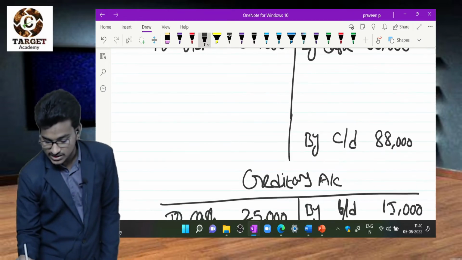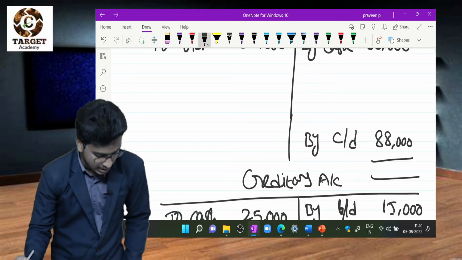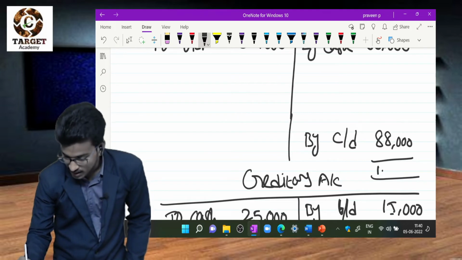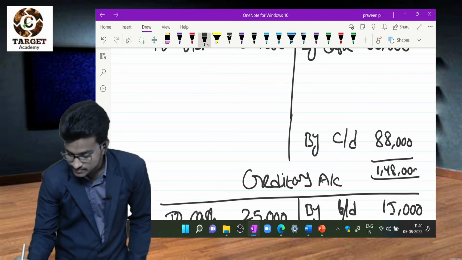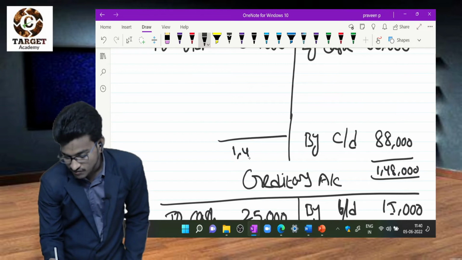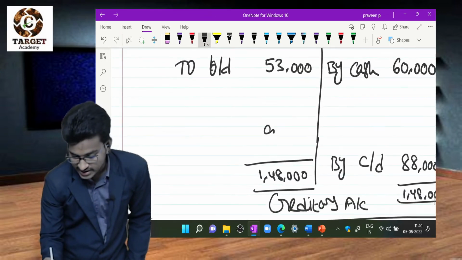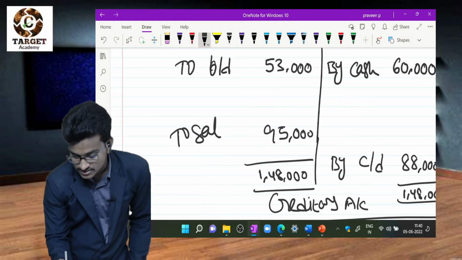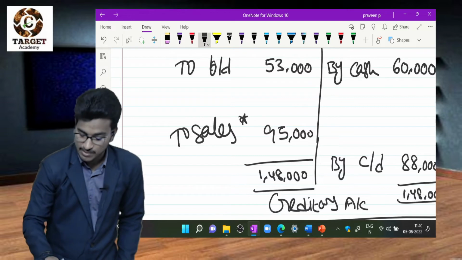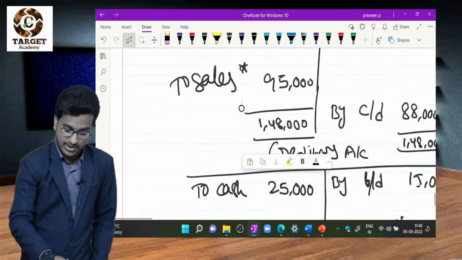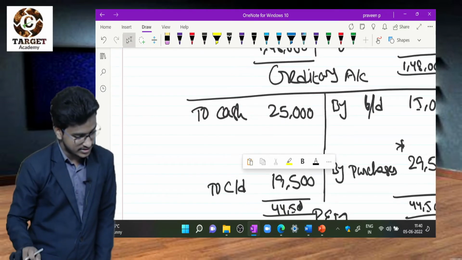We have to close debtors account. From the total of debtors account, 1,48,000. This side also 1,48,000. Tell me the balancing figure. 95,000, superb. What is this? To sales. Clear? From debtors account we find out sales, from creditors account we find out purchases, superb.